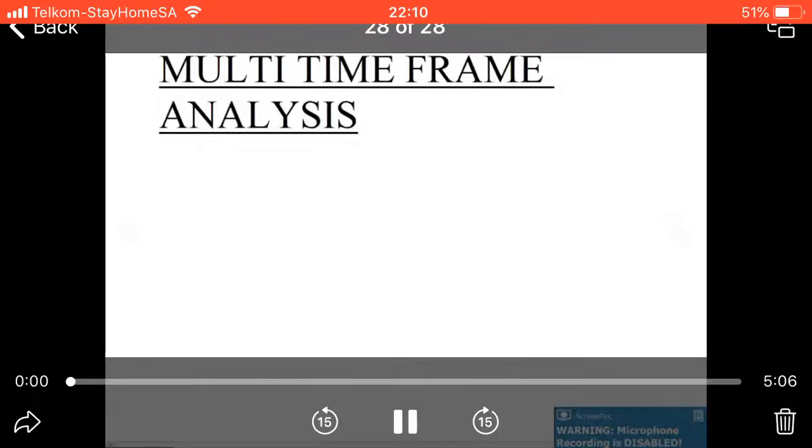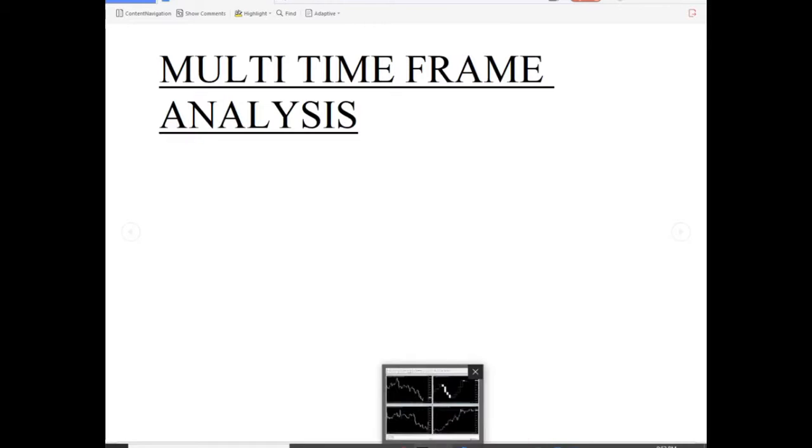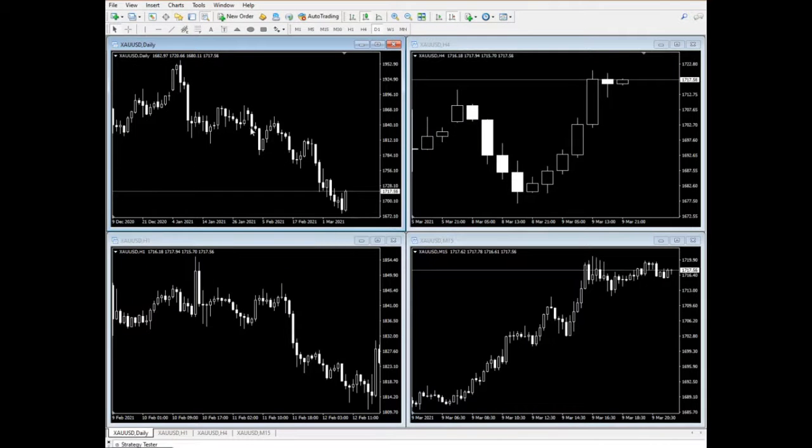Hey guys, so today I'm gonna talk about multi-time frame analysis and how to take advantage of it in your trading. It's basically just opening multiple time frames on your chart of the same assets, just to make sure you keep track of it and you don't get hit by the volatility.